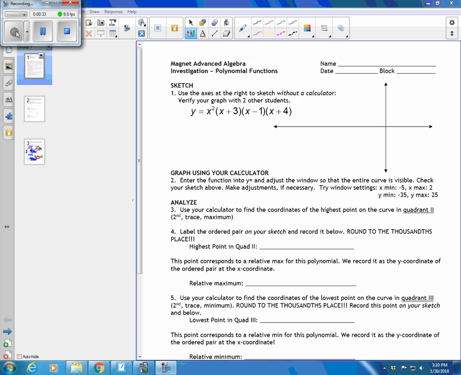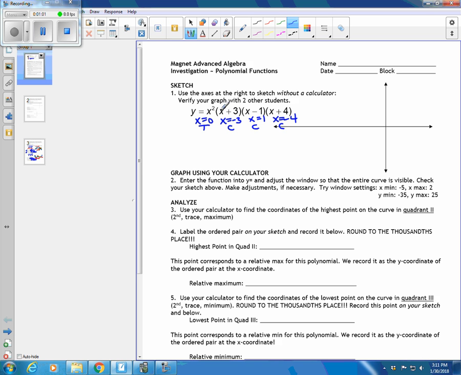Okay, so the first thing it asks you to do is to sketch the graph. So you should know how to do that. You guys have already practiced that and taken a quiz. So you would start off by finding your zeros. It's already factored. And because you have x with an even exponent, that would be a tangent, but everything else would be crosses.